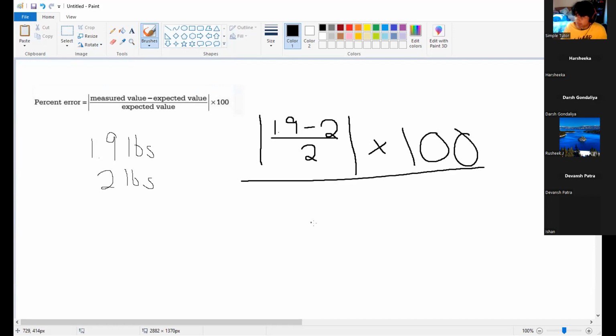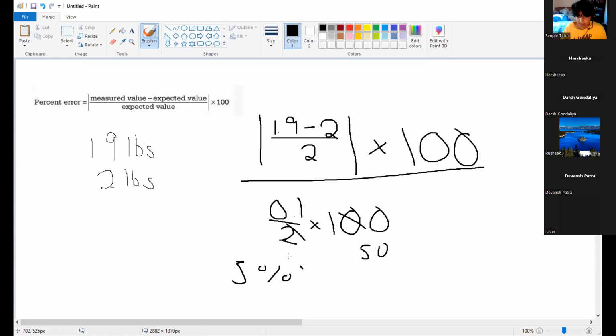This is simply the equation we have set up. So it becomes 0.1 over 2 times 100. If we want to just cancel out, we can make this 50, and do 50 times 0.1, which is simply 5. So this tells us that if our measured value is 1.9 pounds and our expected value is 2 pounds for the weight of a pillow, our percentage error is 5%.